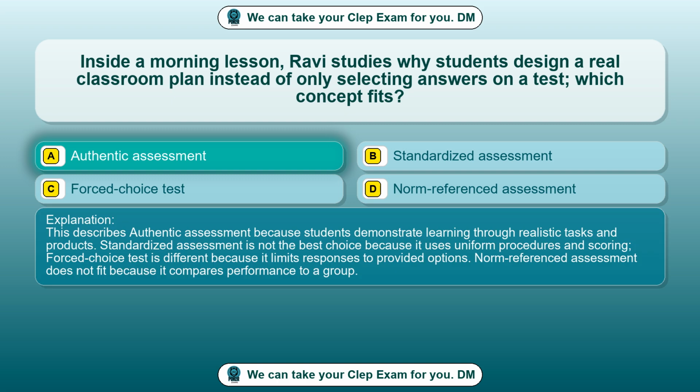This describes authentic assessment because students demonstrate learning through realistic tasks and products. Standardized assessment is not the best choice because it uses uniform procedures and scoring. Forced choice test is different because it limits responses to provided options. Norm-referenced assessment does not fit because it compares performance to a group.